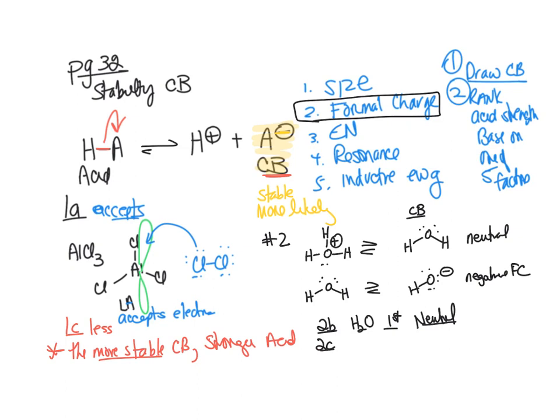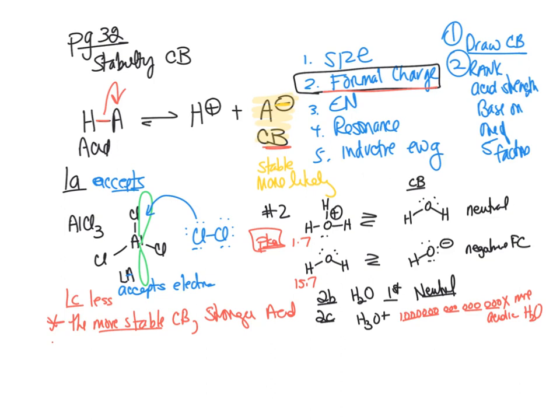So 2C, based on the stability of the conjugate base, which acid would be the strongest? H3O plus versus water. What's the pKa values of these? This is about 1.7, and this is a 15.7. So H3O plus is about 15 times more acidic than H2O, okay? And those are measured pKa values, okay? So this is the effect of the formal charge. All right, now let's go to question number 3.